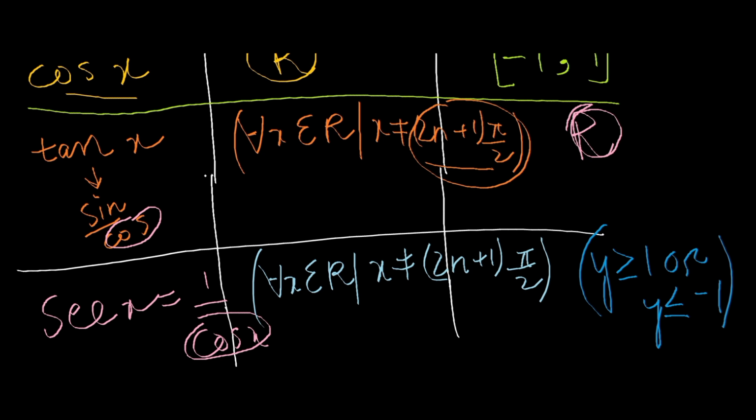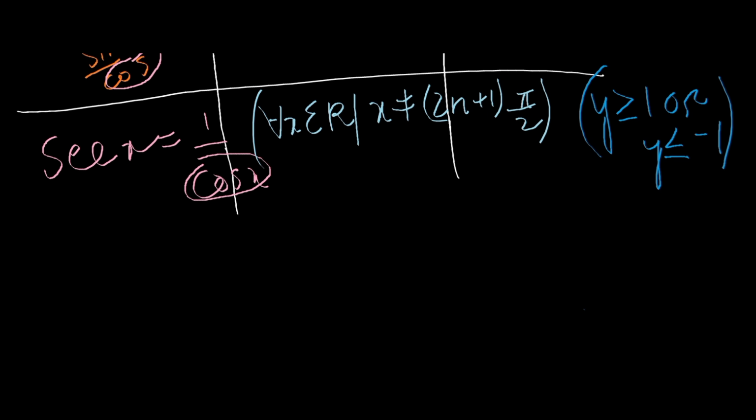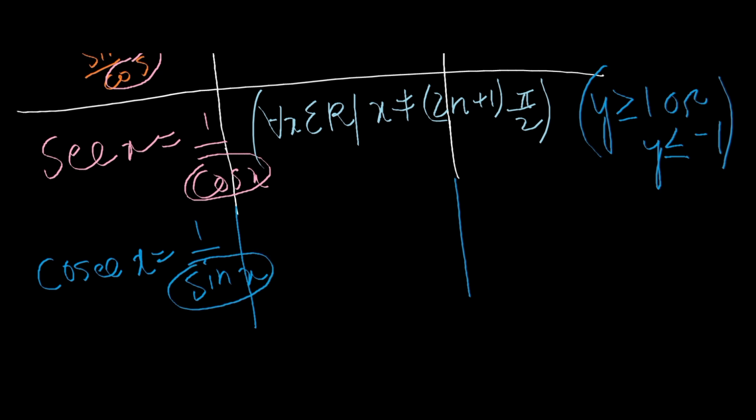Okay, and the fifth trigonometric function is cosecant. Cosecant x, and we all know that cosecant is 1 over sine x. So as you can see here, now in the denominator there is sine, and sine is undefined for n pi. Okay, n pi means 0 degrees, 180 degrees, 360 degrees, and so on.